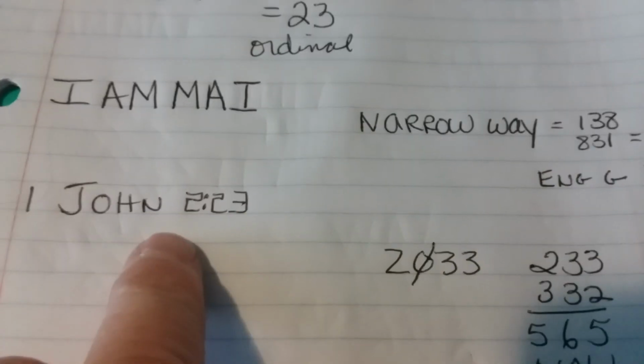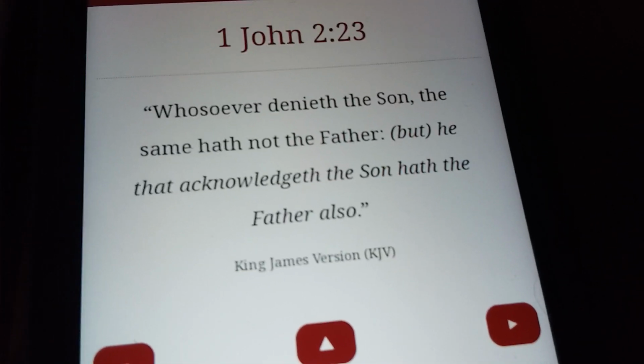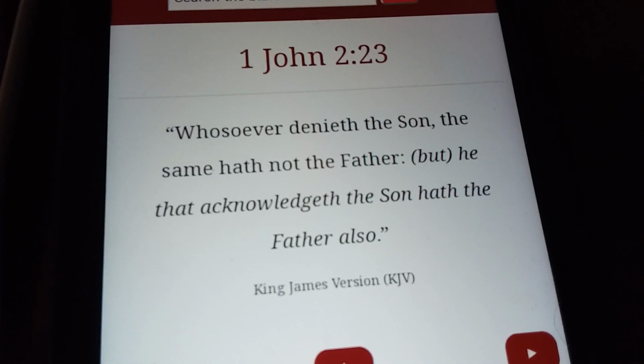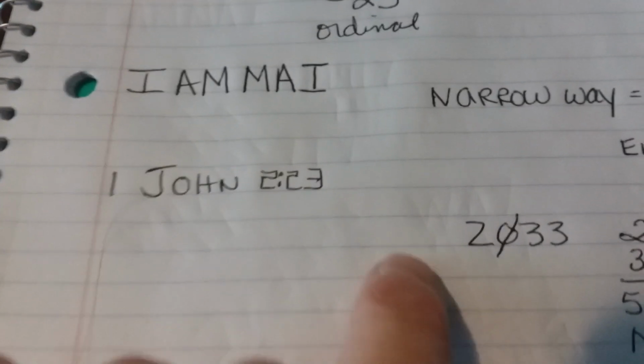So I'm going to read a scripture. It's at 1 John 2:23, which says, "Whosoever denieth the Son, the same has not the Father. But he that acknowledgeth the Son hath the Father also." Because Jesus is the perfect reflection of his Father.